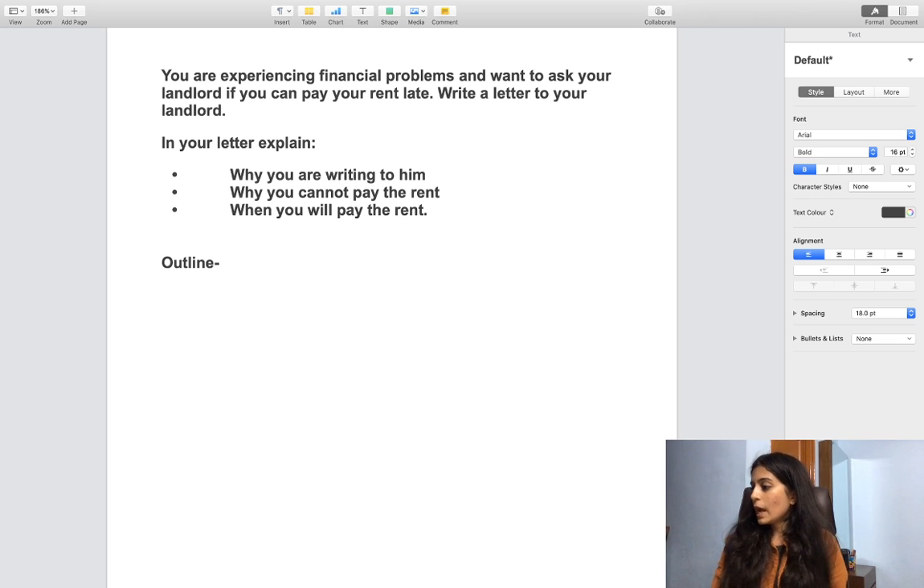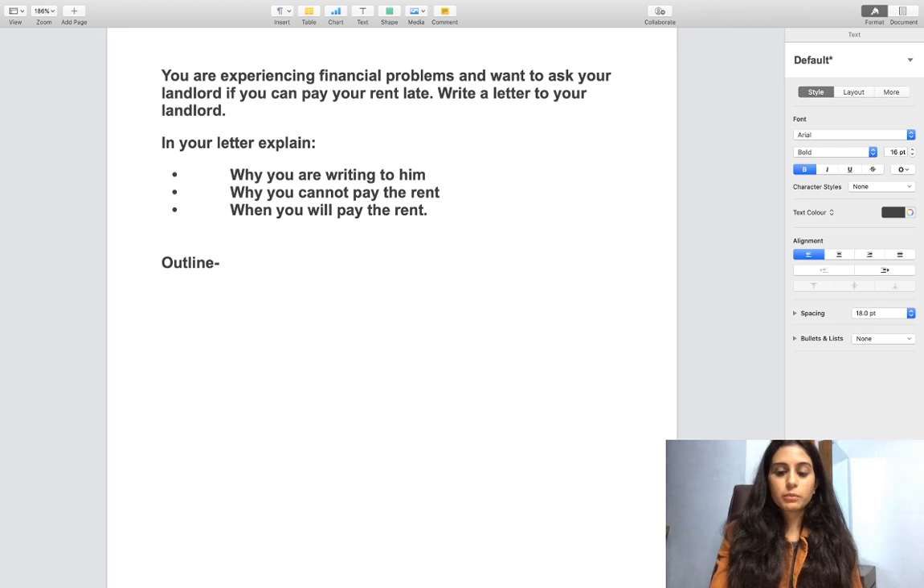So I would need suggestions from you guys. Why are you writing to him? So that's the first bullet point, which is pretty simple. We know the reason why we're writing this letter to the landlord. So because we're unable to pay, unable or inability to pay the rent.